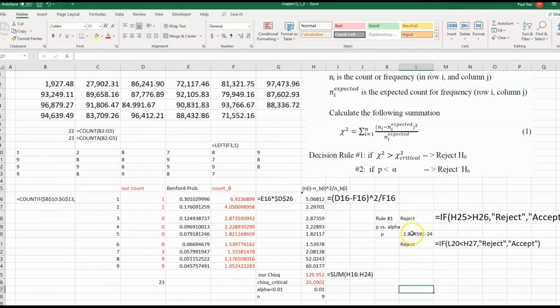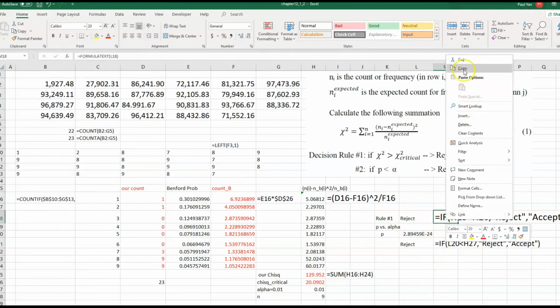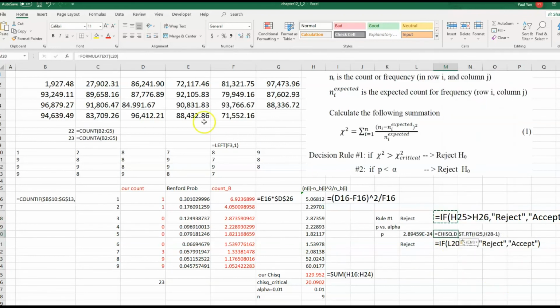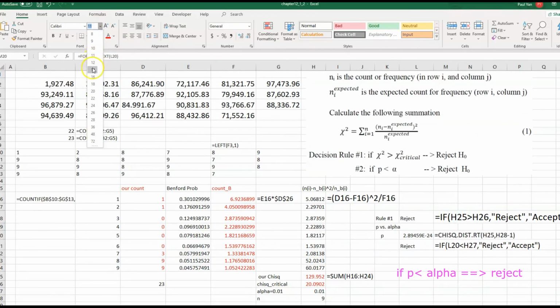Alternatively, we can calculate the p-value, and I'm going to show the formula. The decision rule is, if our p-value is less than alpha, we reject. Otherwise, we accept.